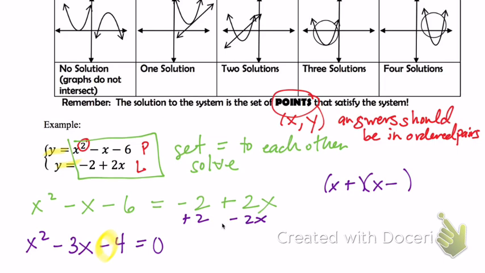Is it x minus 4, x plus 1? When I try it out, I do outer and inner, so negative 4 plus 1 is negative 3, so I'm good.